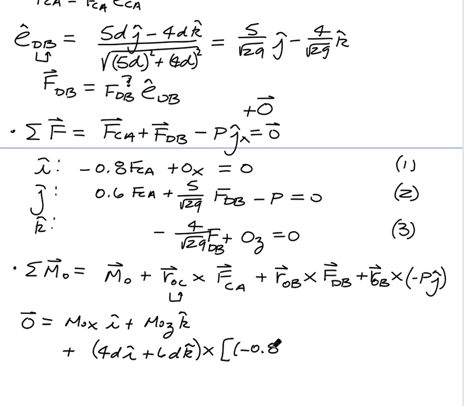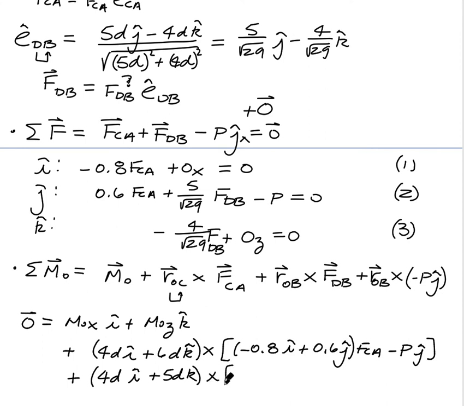cross with minus 0.8 I plus 0.6 J FCA minus P J, plus 4D I plus 5D K cross with that cable force, that's going to be 5 over square root of 29 J minus 4 over square root of 29 K. And that's the unit vector which multiplies by FDB, and we have that.